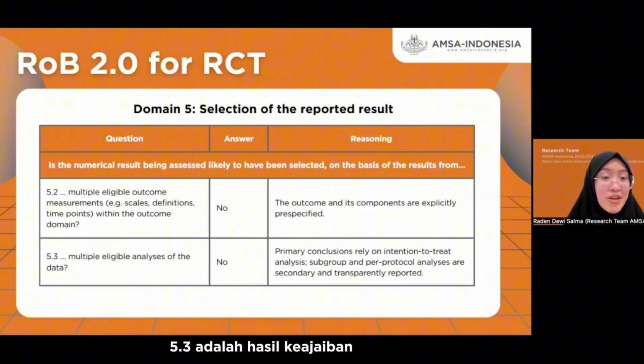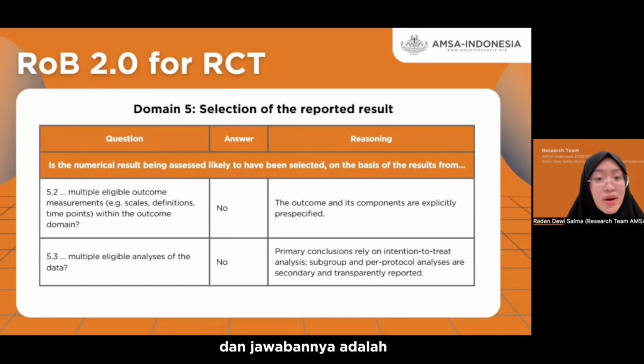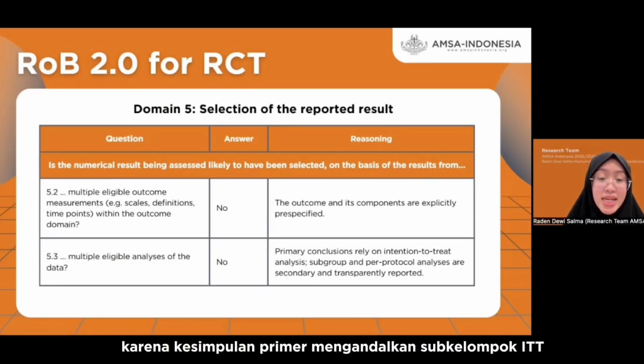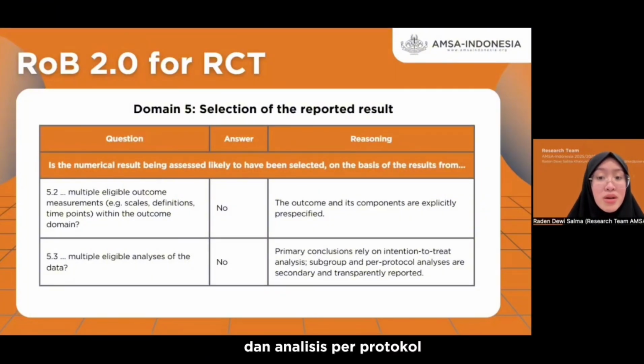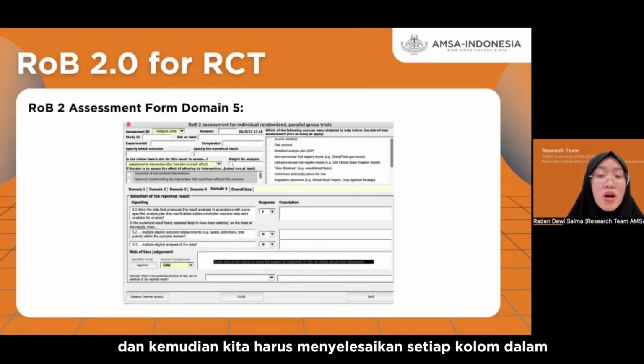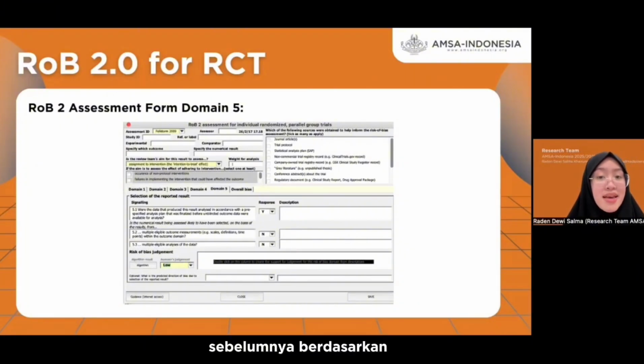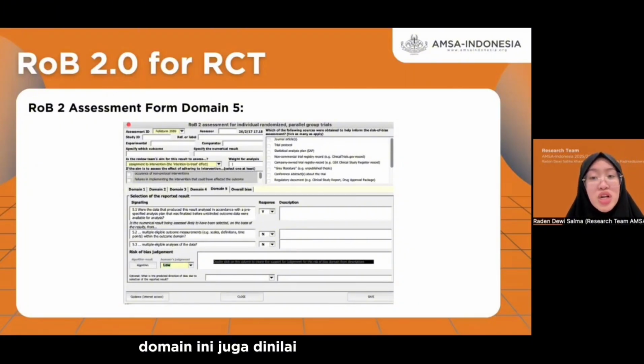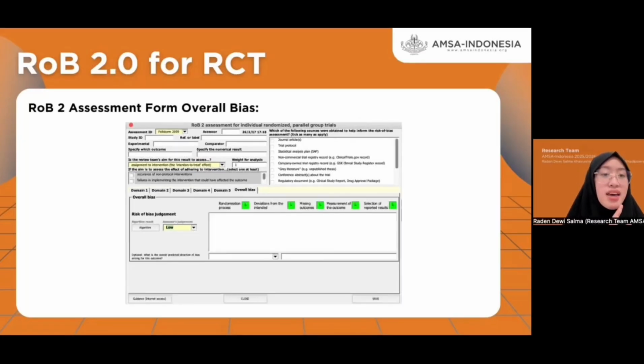5.3. Is the numerical result being assessed likely to have been selected on the basis of the result for multiple eligible analyses of the data? And the answer is no, because the primary conclusion relies on intention to treat analysis; subgroup and per-protocol analyses are secondary and transparently reported. And then we have to complete each column in the ROB2 assessment form according to the selected answers before. Based on the assessment, this domain is also judged as low risk of bias.